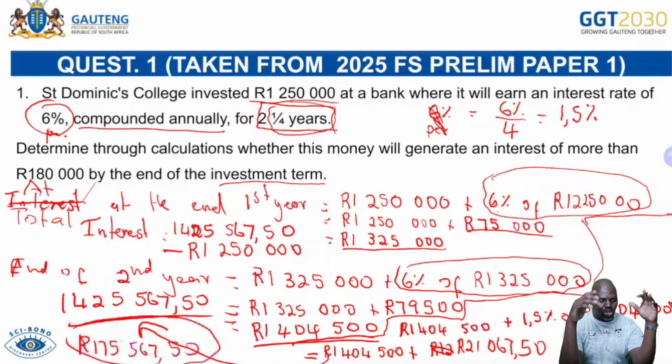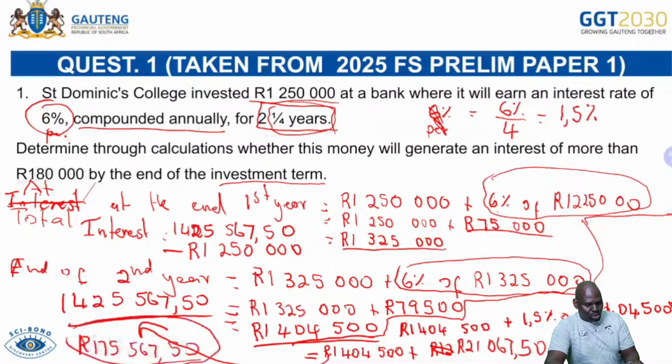So I had to calculate the total amount at the end of the period, and then after that I have to calculate the difference between the total amount and the invested amount. So the difference here is 175,567 rand and 50 cents. Then the question is determine through the calculation whether the money will generate an interest of more than. So you can see that 175,000, it's not more than. So it will only generate less than 180,000.